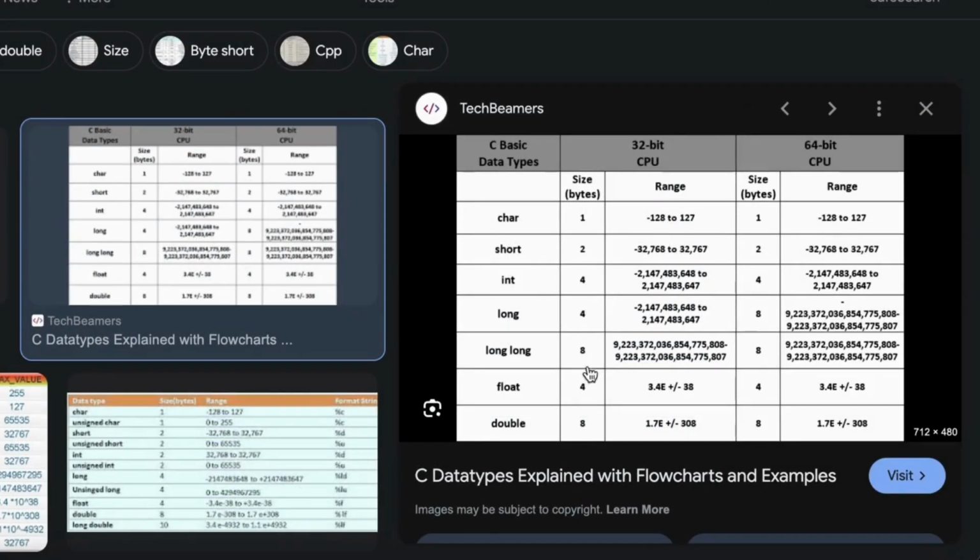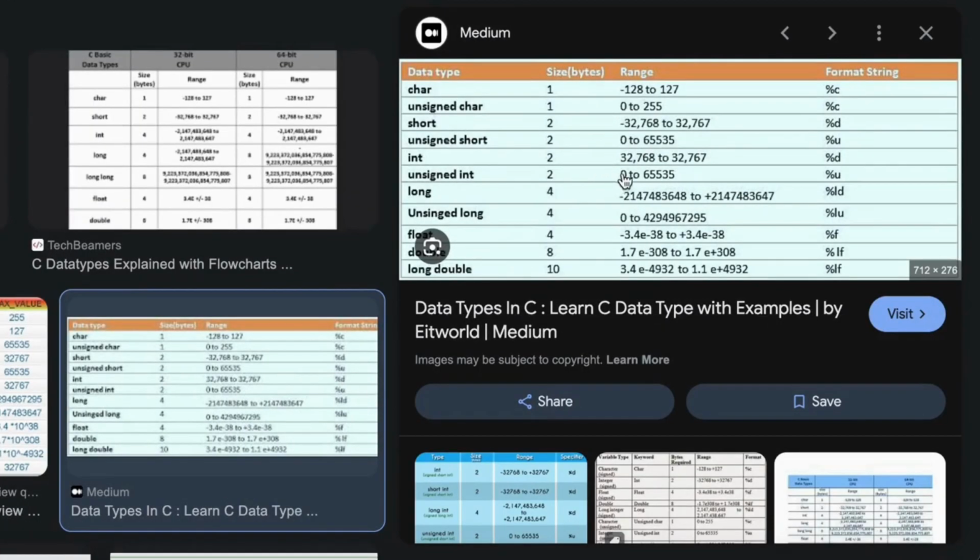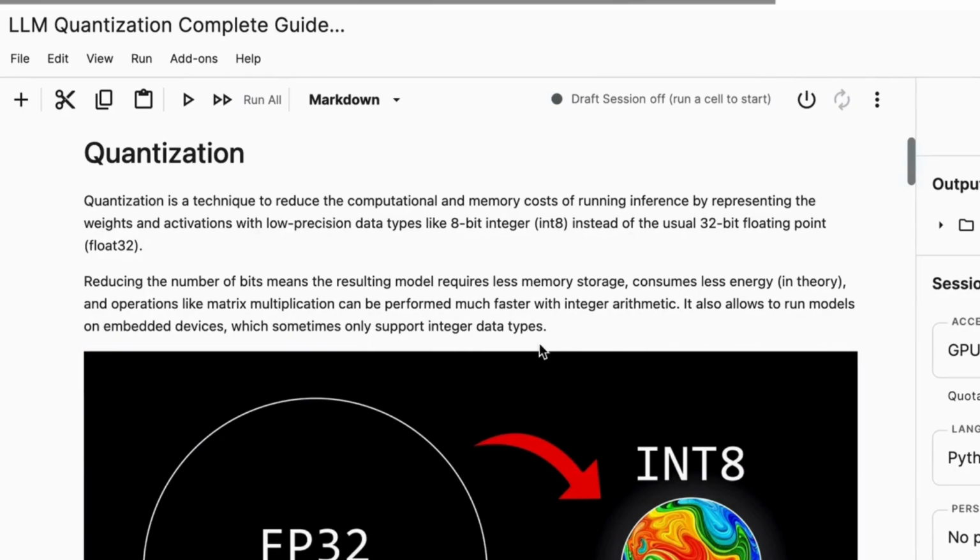We can see this kind of chart here. As you can see, a float can take up to 4 bytes and a double can take up to 8 bytes. But if we are talking about integers, it can go to a minimum value of short as well. If you look at this, a long double can take 8 bytes, but a short integer takes only 2 bytes, though its range is also very, very small. So we need to convert these high memory data types into smaller data types to reduce the size of our large language model. That's what is done by quantization as well.